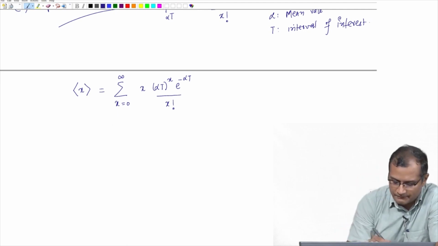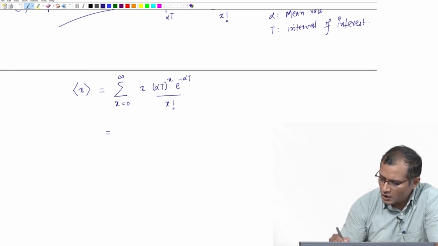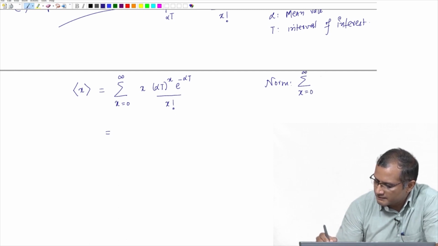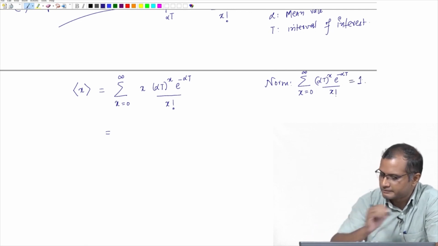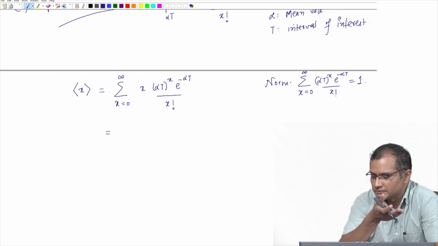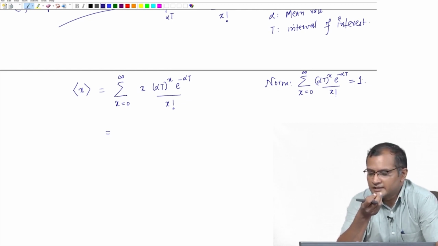So, what I will do is I will use the fact that the Poisson PDF is a well behaved PDF. So, the norm of the PDF, which is 1, is nothing but summation over all x going from 0 to infinity of alpha t to the power x e raised to minus alpha t over x factorial. This is 1, because the total probability of all inclusive should be 1. You have definitely some events.